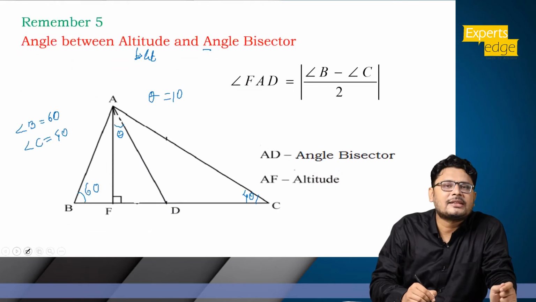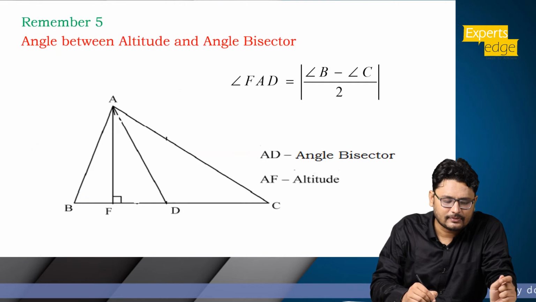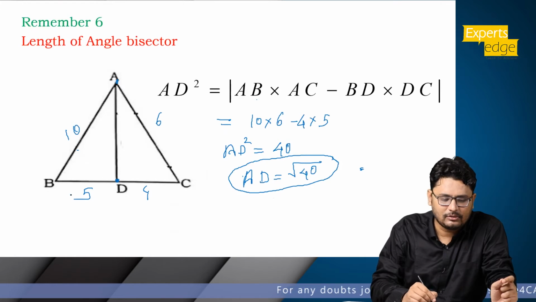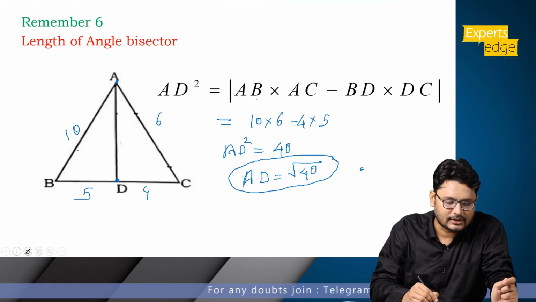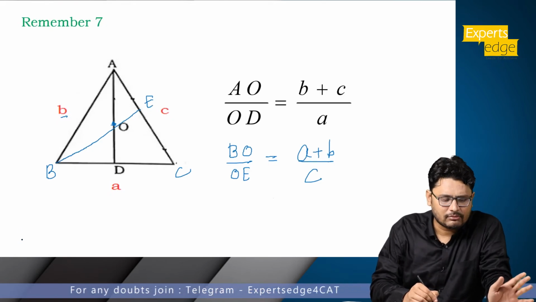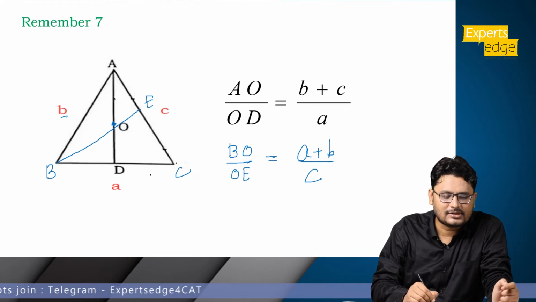ये एक पर्टिकुलर केस देखा था जहां पे अल्टीट्यूड और एंगल बाइसेक्टर दिया होता है, राइट. लेंथ ऑफ एंगल बाइसेक्टर क्लियर है, दैट इज AD स्क्वायर इज AB into AC अपॉन माइनस BD into DC. नेक्स्ट, दिस इज इंपॉर्टेंट, हमने दो क्वेश्चंस किए, पर्टिकुलरली द लास्ट वन, राइट. AO by OD इज BC, B plus C by A.